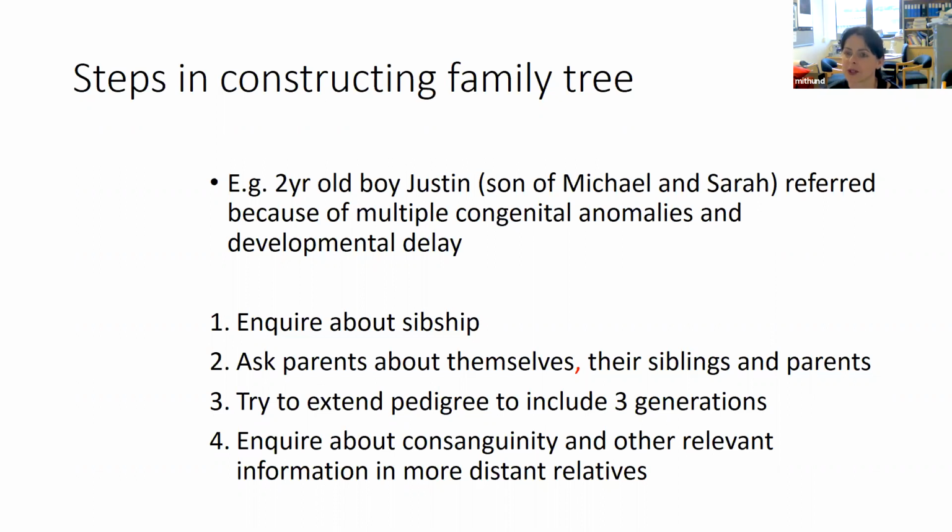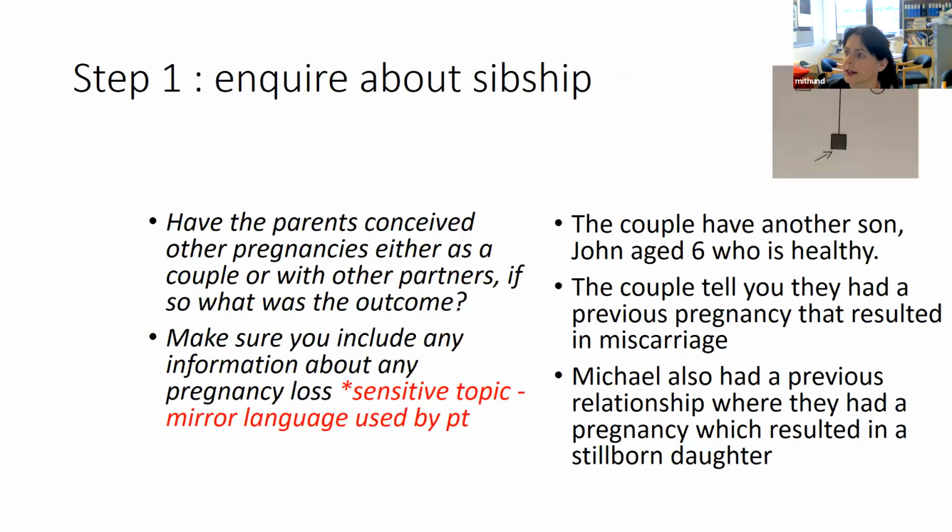Then we have to also ask difficult questions about potential consanguinity and any other relevant information about any distant relatives. Again, we want to know, where possible, age of death if they are deceased, and also what conditions are prevalent within that 3-generation family. Okay, so you should have a little diagram like this. We have the proband here, this is the child, and we have mum and dad.